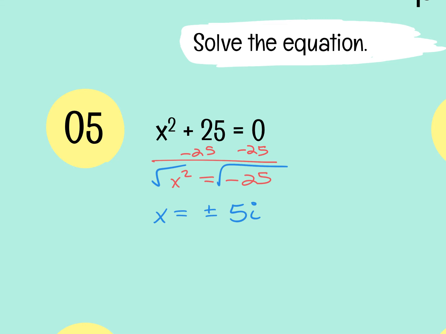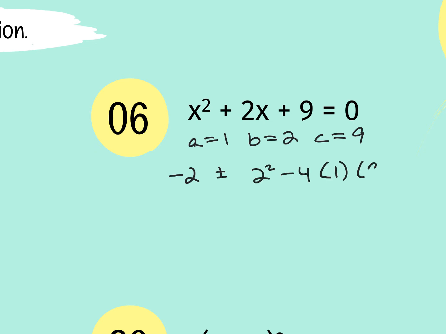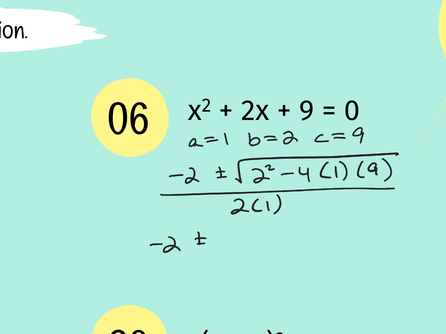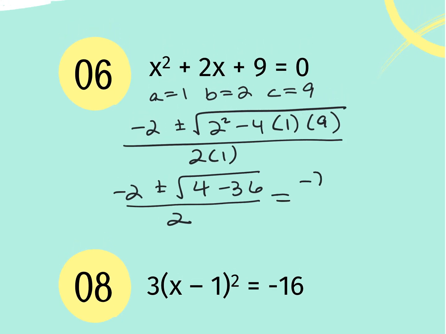Number 6, you might look at it and say, wait, can I factor it? No, there aren't any factors of 9 that give me 2. So for this one, just to change it up, I'm going to use quadratic formula. So a equals 1, b equals 2, c equals 9. Let's plug it into the formula. So we get negative 2 plus or minus the square root of 2 squared minus 4 times a times c, divided by 2 times a. Negative 2 plus or minus 4 minus 36, because negative 4 times 1 times 9 is negative 36. 2 times 1 is 2. And now I can add what's under the radical, and I get negative 32.